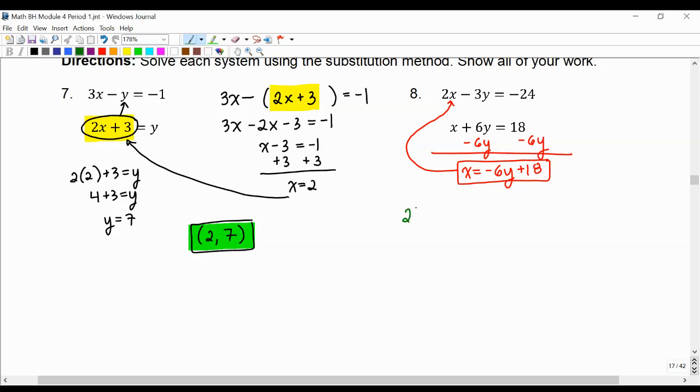So the other equation is going to be 2, there's where x was, minus 3y equals -24. And now we'll plug in what we set x equal to, which was this. We have one variable. Make sure that we did replace things. It looks correct. And now we're going to distribute. Combining like terms.